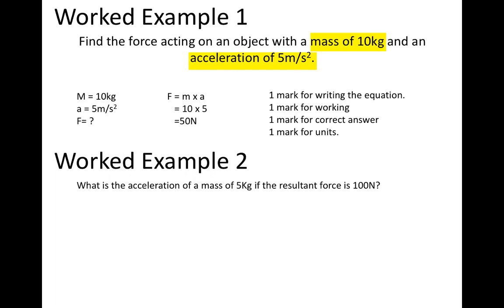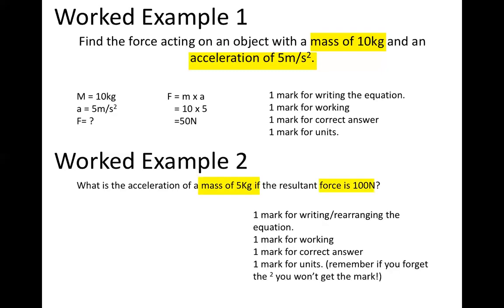Wing, how do you find for acceleration? Force divided by mass. And what will you get? What's your unit? Meter per second squared. So you should get 20.